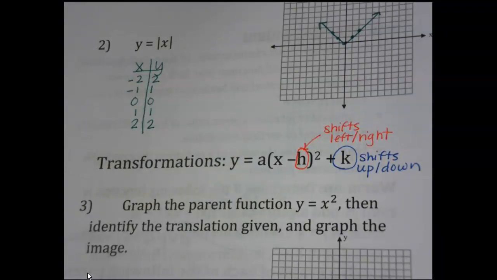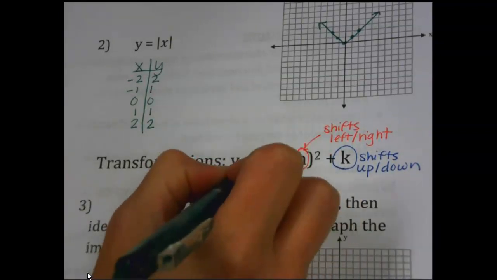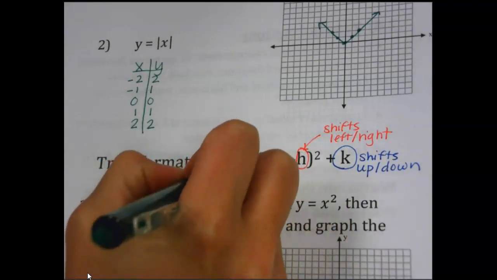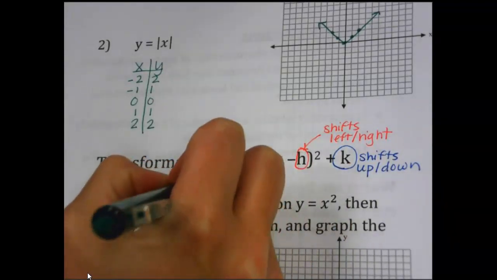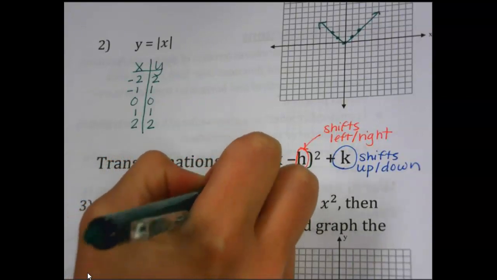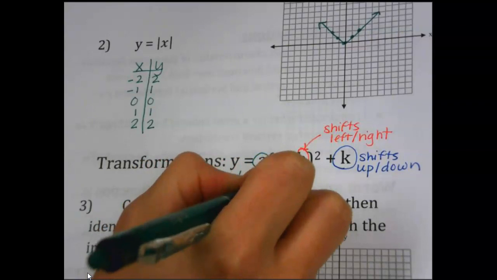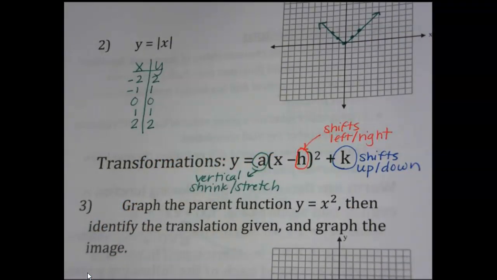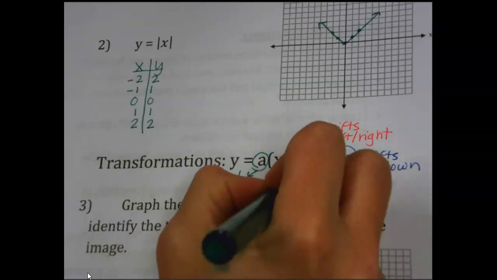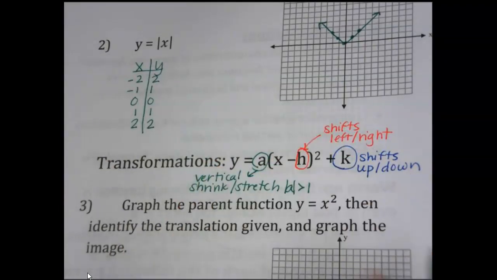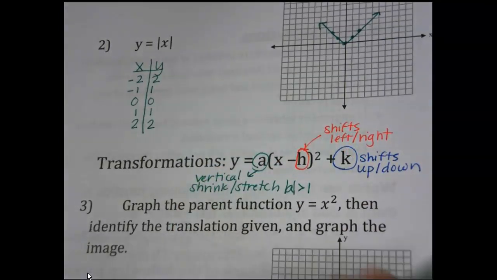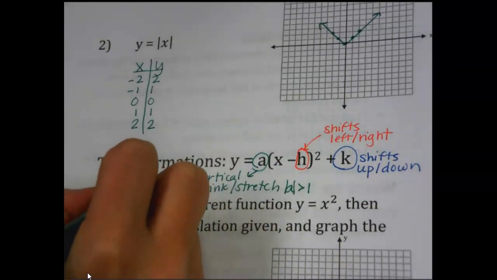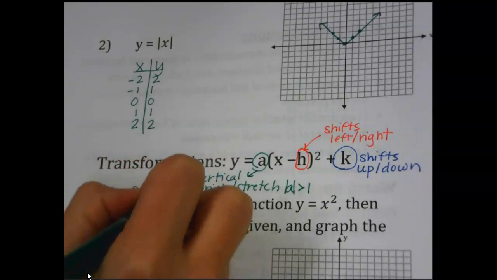All right, and then a has several different things that happen to it. One is it tells us if we're going to have a vertical shrink or stretch. So it's like, does our parabola get skinnier or fatter? And that depends on if the A value is greater than 1 or not. So if the A value is greater than 1, and technically the absolute value of A is greater than 1, it's a stretch. And if it's between 0 and 1, it's a shrink.